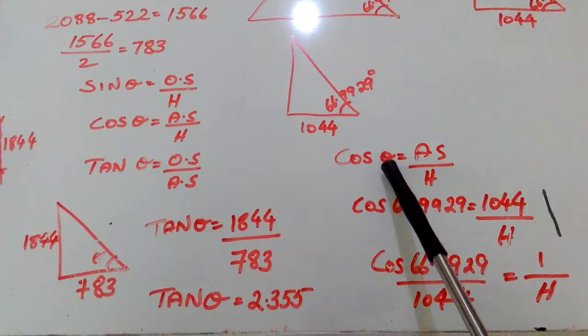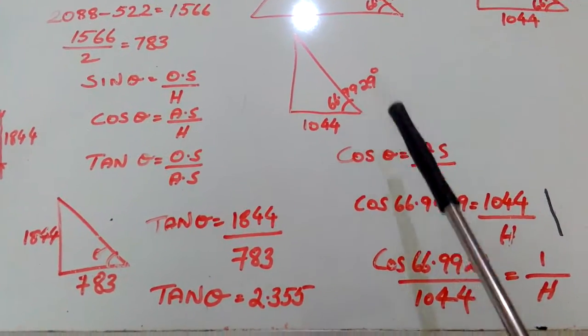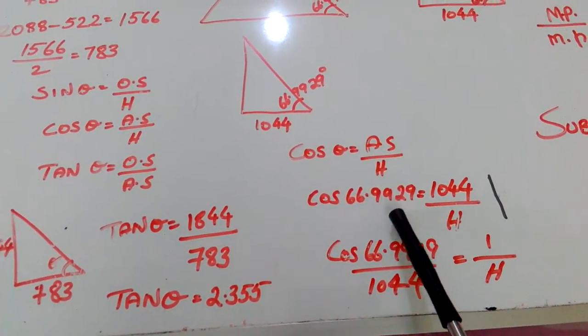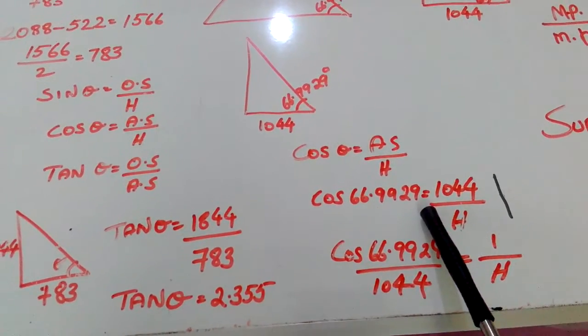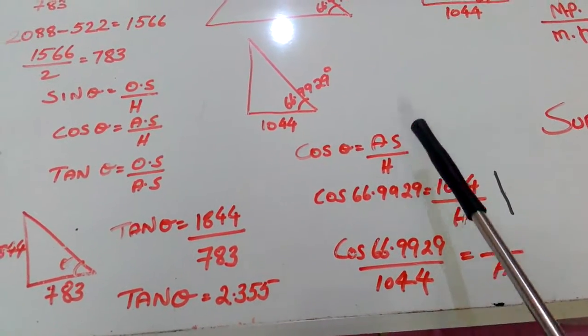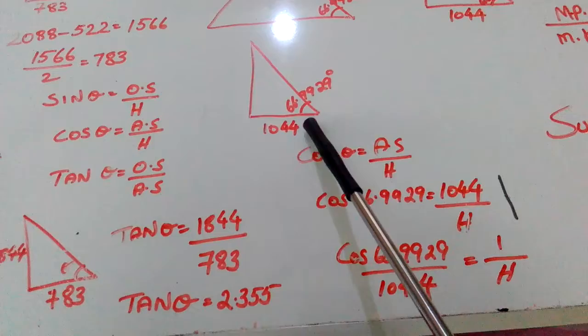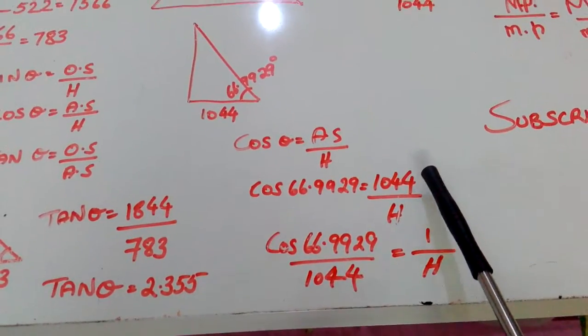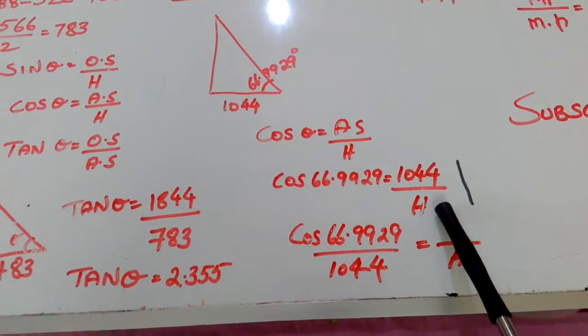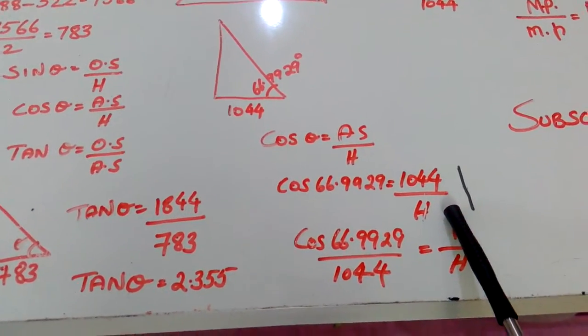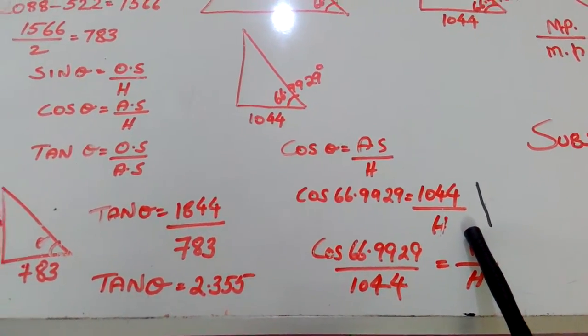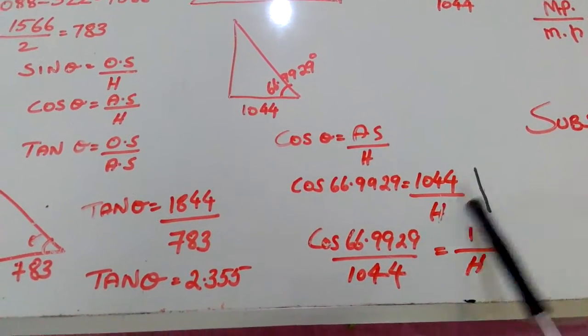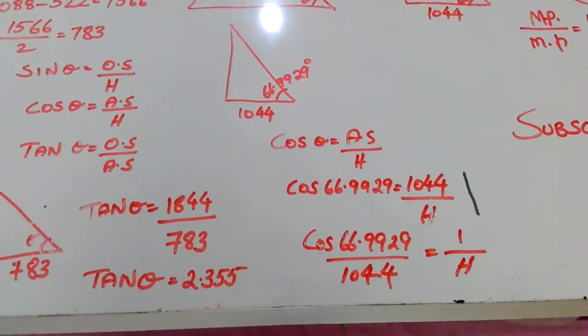Theta is 66.9929, so cos 66.9929 is equal to adjacent side divided by hypotenuse. Adjacent side is 1044, so instead of adjacent side, I have written here 1044 divided by hypotenuse. We don't know the hypotenuse. So what do we have to do? We have to write h, the hypotenuse only.